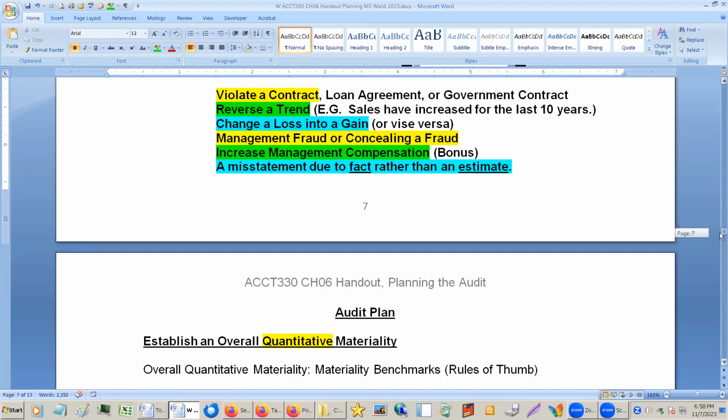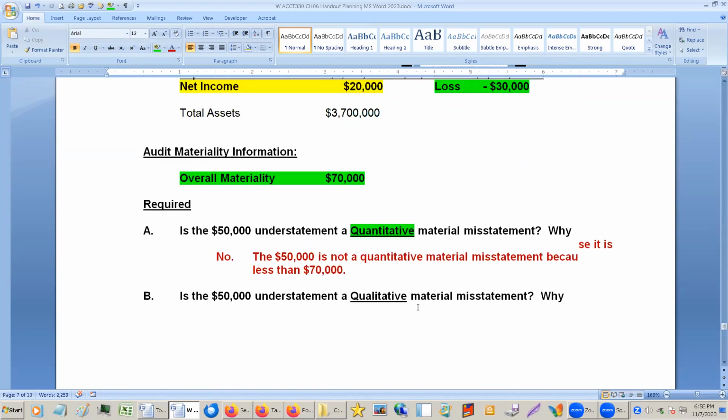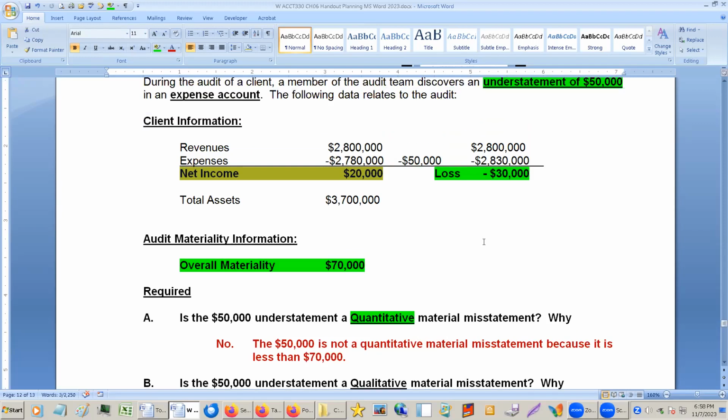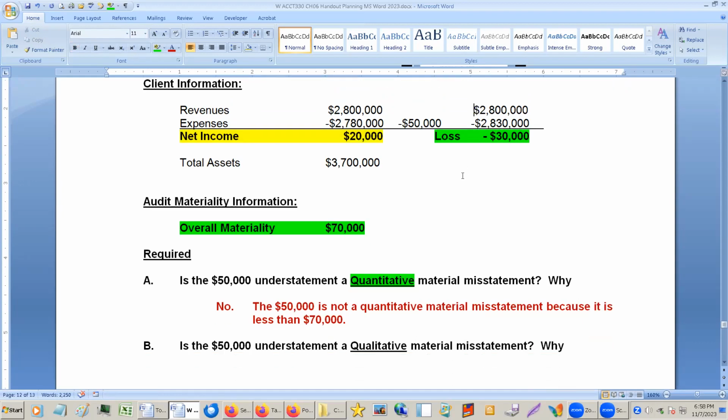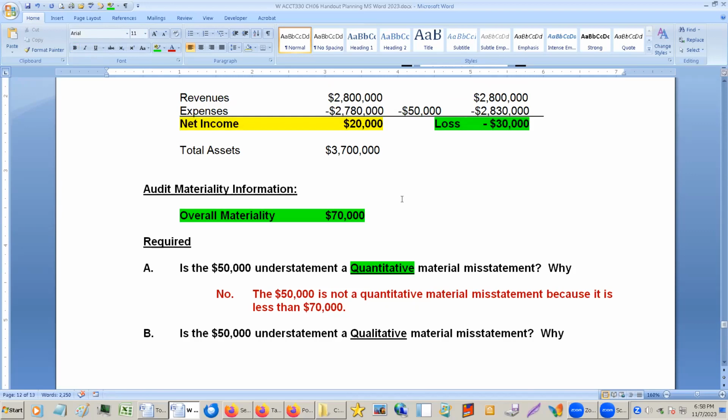So this is more than likely a qualitative misstatement because it reverses what would be a loss. It should have been a loss. It reverses it to be a gain. There's a difference in the minds of investors between a company that's profitable and one that's losing money. Even if it's not very much, there is the idea that a profitable company is different than a non-profitable company. So this would probably be yes.